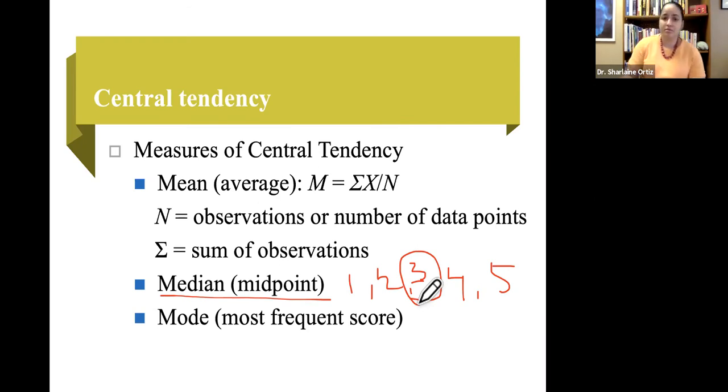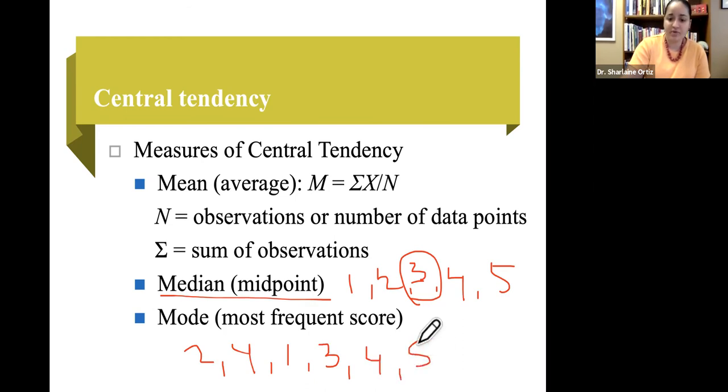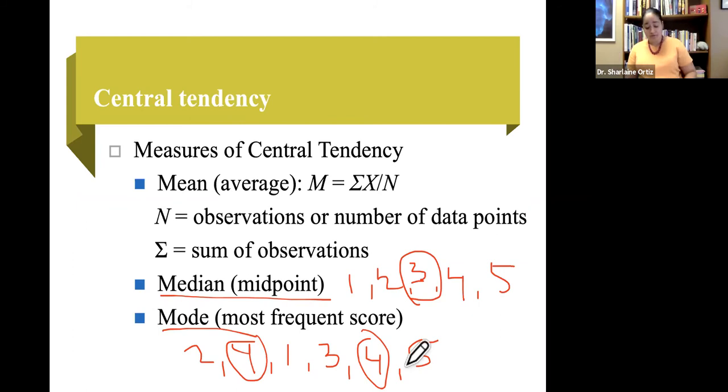And the mode is simply the number that we find the most. So in this case, we find that the number that repeated itself more frequently was the number 4. And therefore, that is our mode. 4 was our mode because it's the number that we found most frequently.